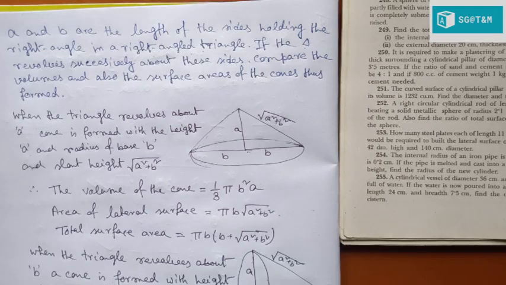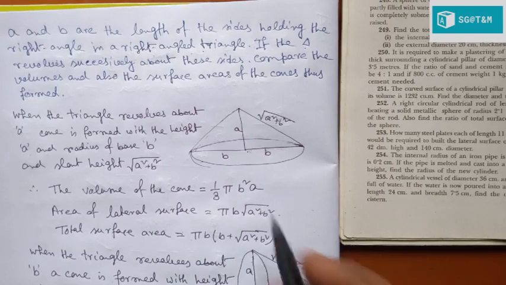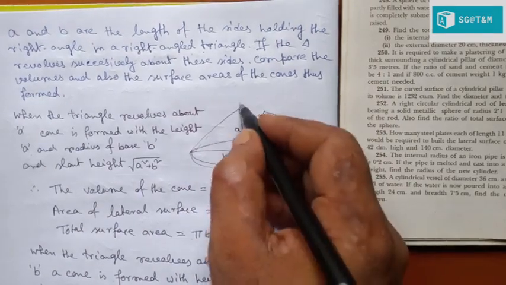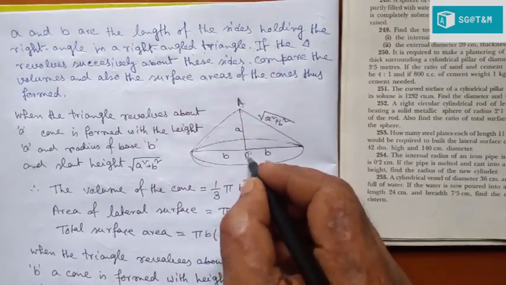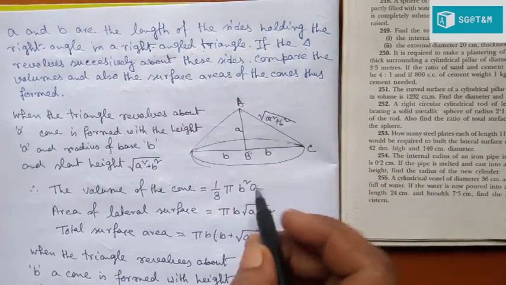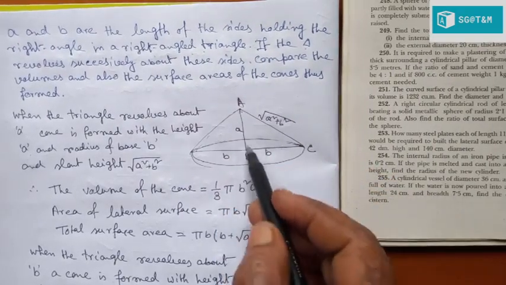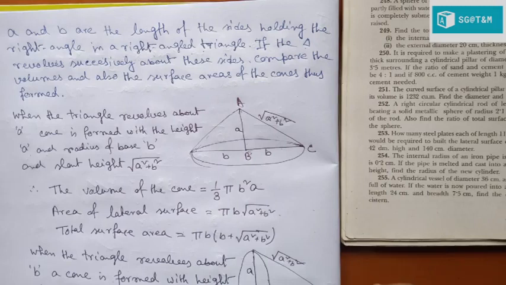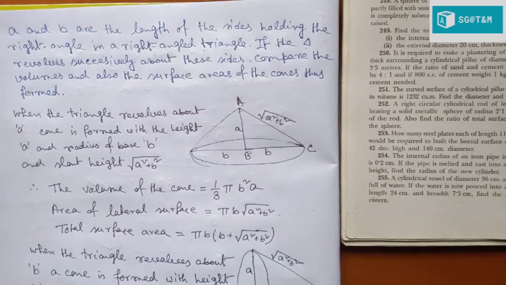Okay, clear? Suppose this is a right angle triangle. Suppose ABC is any right angle triangle. It rotates about A, and secondly it rotates about B. Then we get two cones. We have to compare the volumes, surface areas, etc.